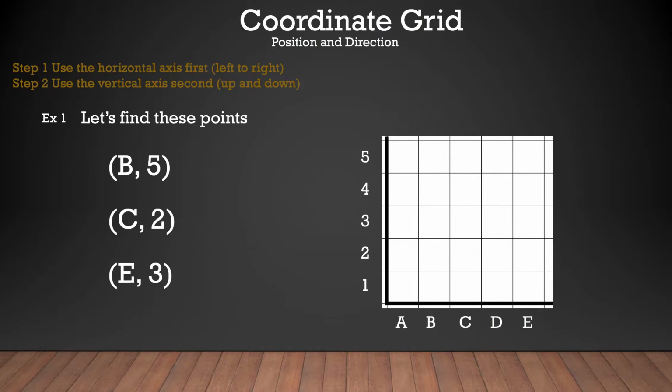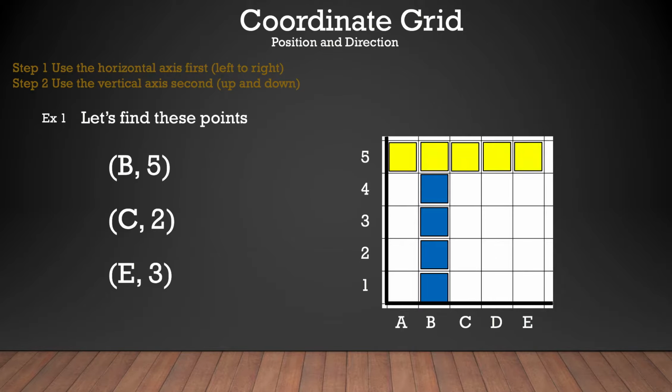So let's take a look at these points and graph them. We're going to take a look at B5. We're going to find B on the horizontal axis and color everything in that column. Then we're going to do the same thing with 5. We find it on the vertical axis and color everything in that row.